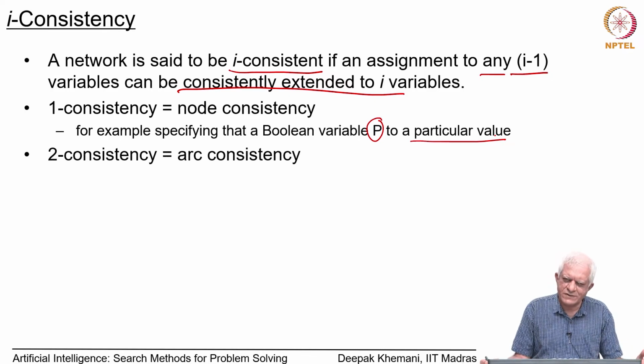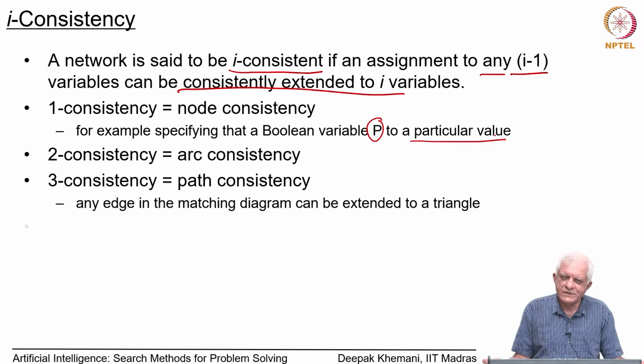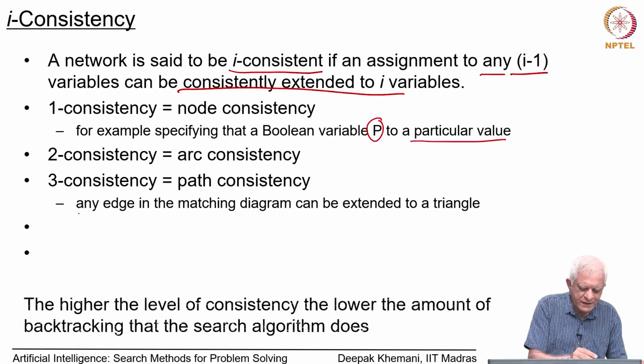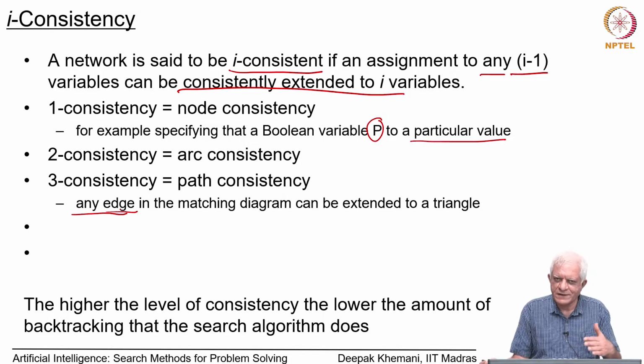2-consistency is called arc consistency. We have already seen the meaning of 2-consistency: you take any variable, choose a value for that variable and take any connected variable, and you will have a value available in the other variable essentially. We mentioned in passing 3-consistency, which is also called path consistency. In the matching diagram, you take any edge and you should be able to extend it to a triangle. If that is the case, that means you have found a value for the third variable which is consistent with the first 2 variables essentially.